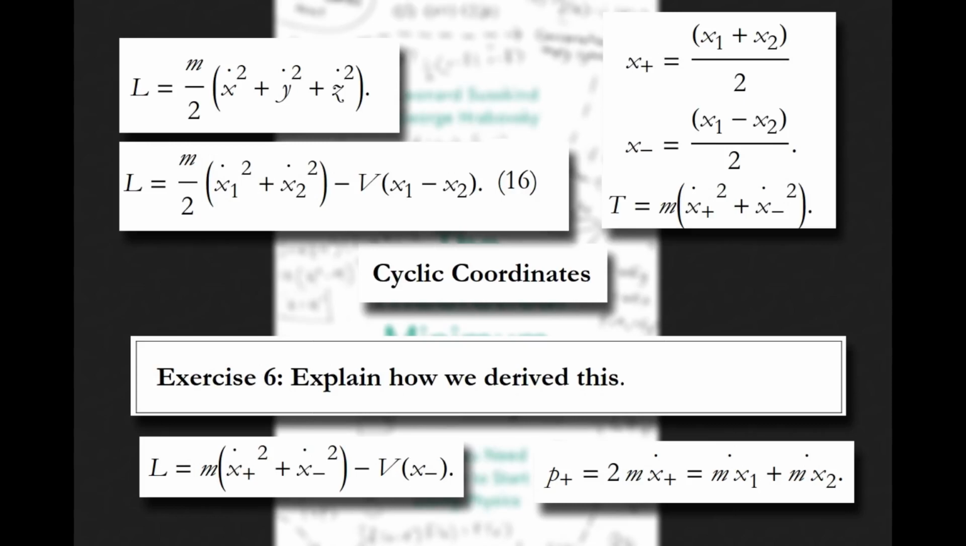This means that the conjugate momentum to x plus, call it p plus, is conserved. It is easy to see that p plus is nothing but the total momentum. p plus equals 2m x plus dot equals m x1 dot plus m x2 dot. The real point that we will come to in the next lecture is not so much about cyclic coordinates but about symmetries.